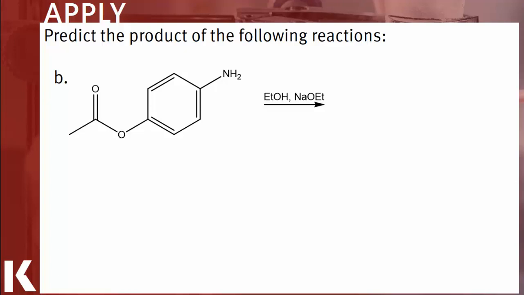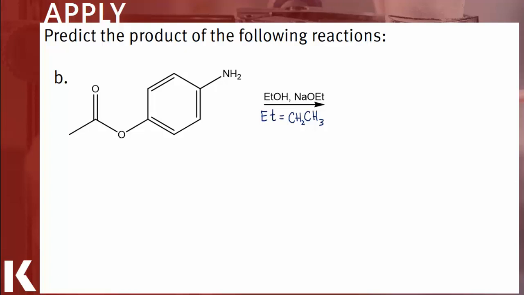In B, we have 4-amino phenyl acetate reacting with ethanol and sodium ethoxide, where Et stands for a 2-carbon chain. One thing I always struggled with in organic chemistry was trying to decide what the solvent was and what the nucleophile was. We just saw an example in Part A how an alcohol acted as a nucleophile, but remember that it also required acid, so ethanol can't be the nucleophile.